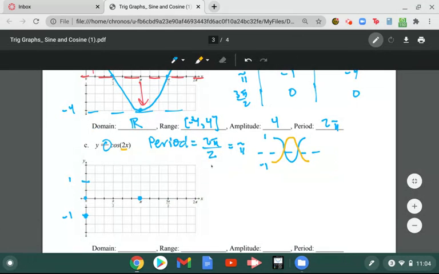Okay, so I want -1 there. At pi halves, it's still going to be at 0. Oh, actually, no. At pi, I'm going to be at -1. So now I'm squishing that. So this is going to be from 0 to pi, which means that the horseshoe middle is going to be at pi halves. And I can go ahead and just kind of sketch through the rest of this.